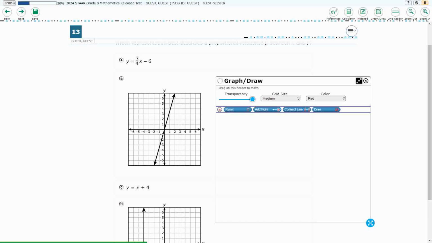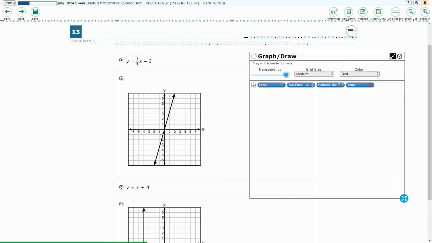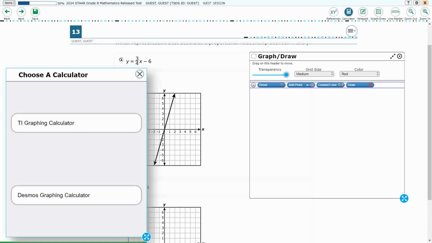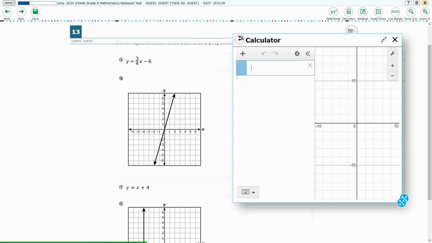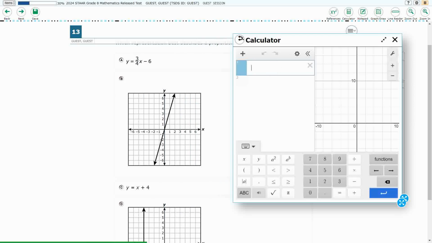What we can actually do here, if we want, is graph these real quick. Let's graph on Desmos. That'd be a little bit quicker. Let's graph these, and I want you to see what we're going to notice here. So we're going to pull this up, and we're just going to plug this in. y equals, let's make this 3/4 x minus 6.